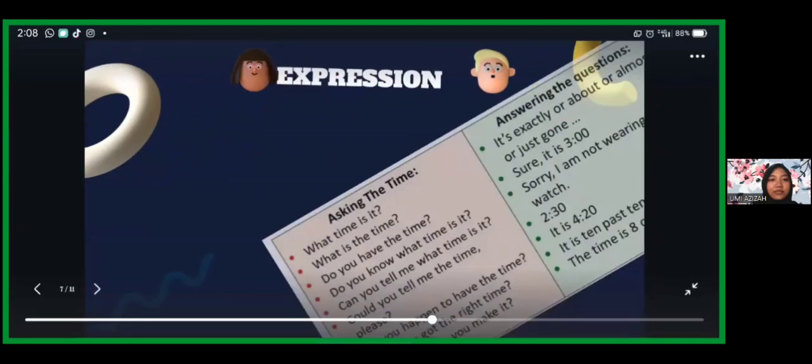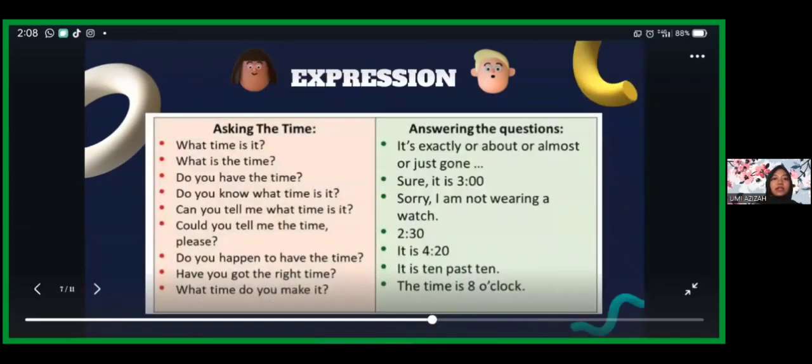Next slide. Now, there are some expressions about time for asking the time and answering the question. The first one, what time is it? If anyone asks, what time is it? You can answer, it is exactly 3 o'clock, 1 o'clock, or about, or almost, or just gone.